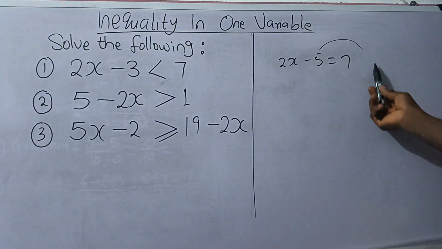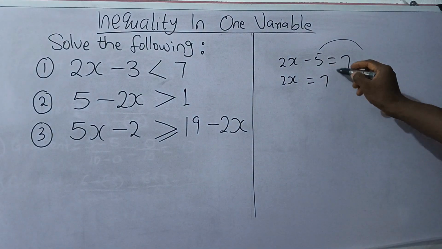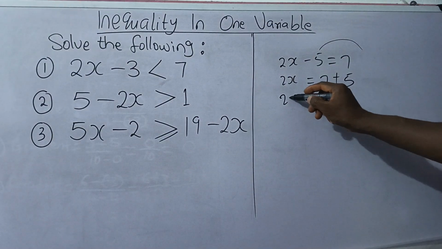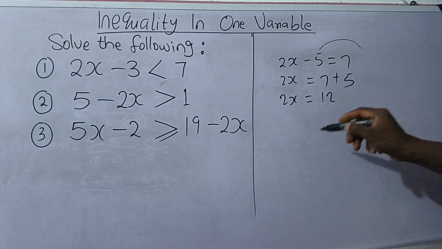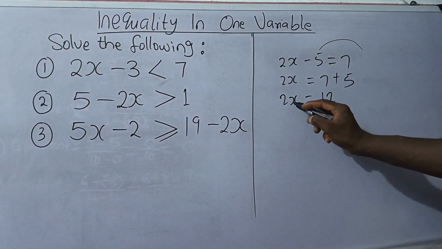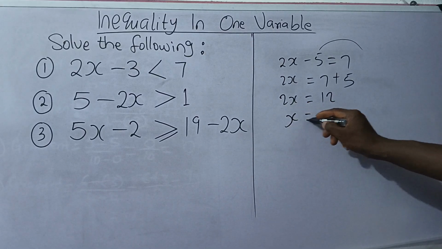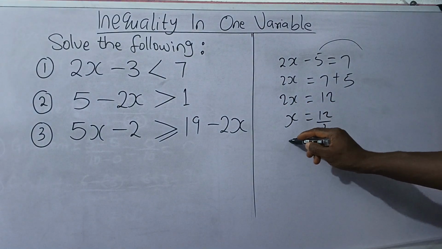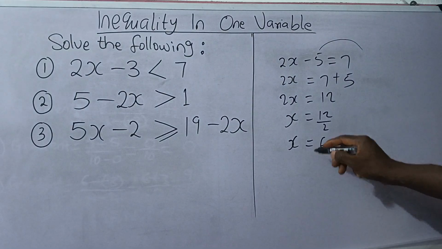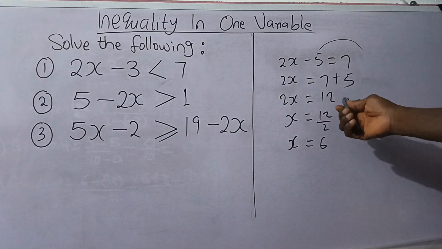If it is negative, it becomes what? Positive. That will now become 2x is equal to 7 plus 5. That will give us 2x is equal to 12. What do we do next? We divide both sides by the coefficient of x, which here is 2. 12 divided by 2, x becomes equal to 6. That is exactly how you resolve a simple equation.